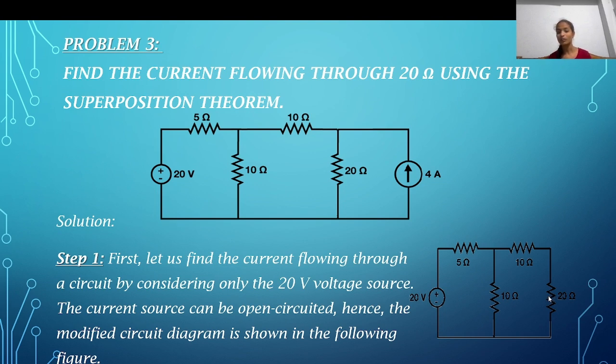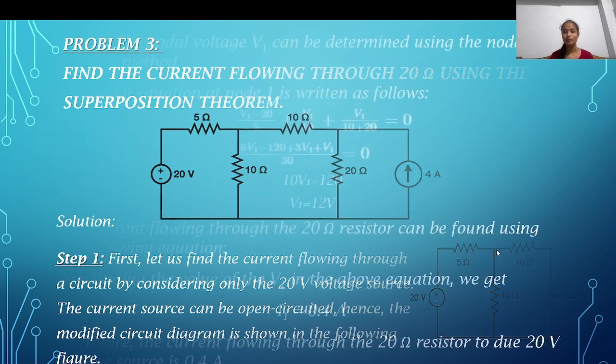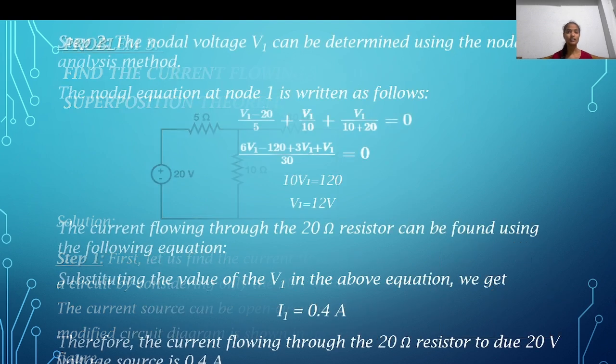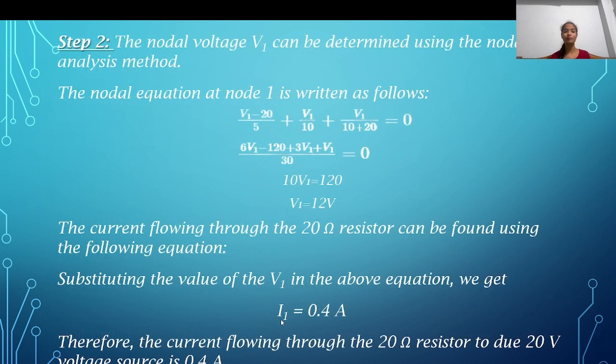To find the current through the 20 ohm resistor, we use V1 by (10 plus 20). So that is the current. By solving it, I1 is equal to 0.4 amperes. So therefore this is the final answer.